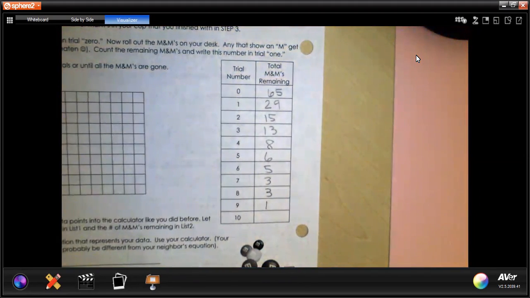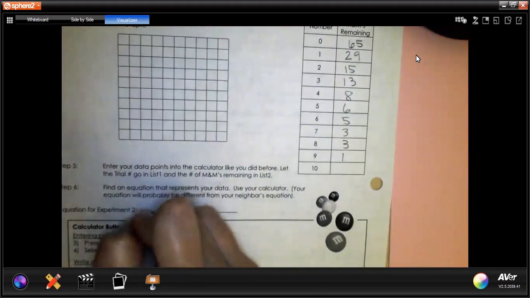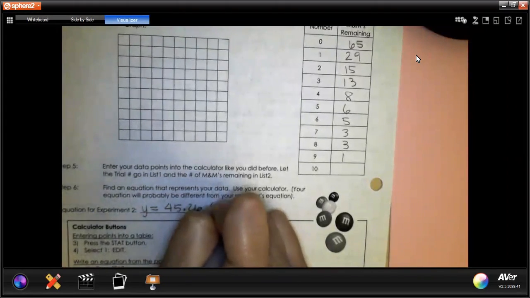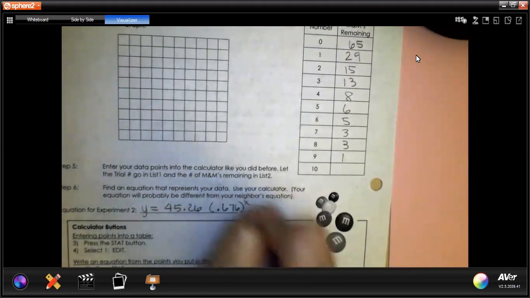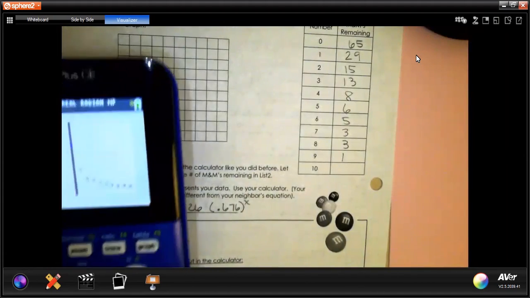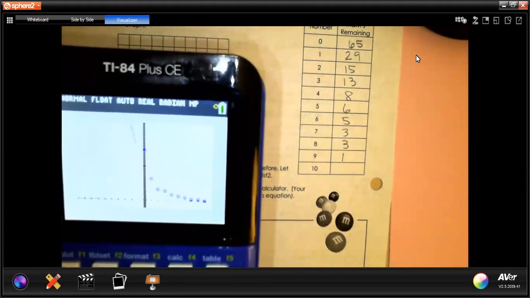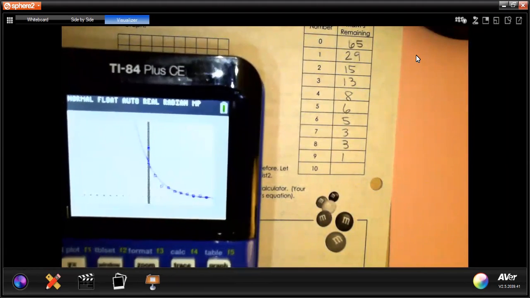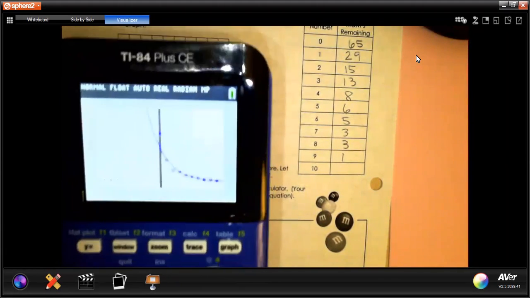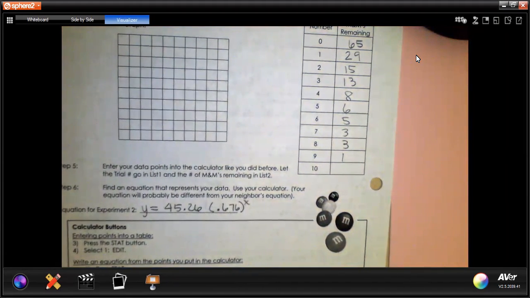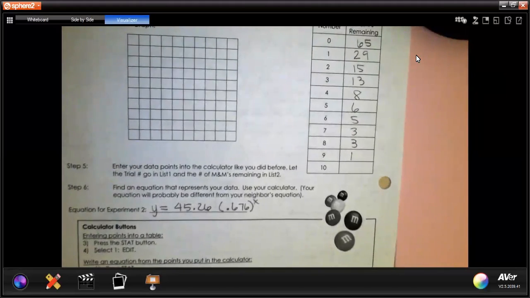So let's go ahead and write that down on my experiment 2 here. That was y equals 45.26 times 0.676 to the x power. Now when I hit graph, it is going to go ahead and graph my new equation. And that is a really good equation as well. It is going through most of our points, but it verifies those points as it goes through them. I'm going to go ahead and quickly sketch a graph there so that we have that on our paper.